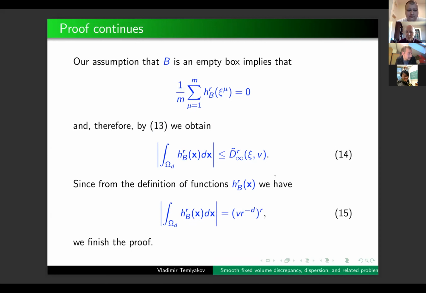Okay, so maybe I have one. Is there, for this fixed volume discrepancy, some particularly difficult open problem, in the same sense as we have it for the other discrepancies? Or is the situation just easier there? No. I think one question is absolutely natural, and we don't know how to solve that.